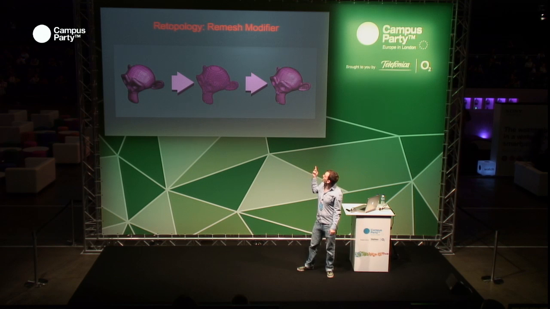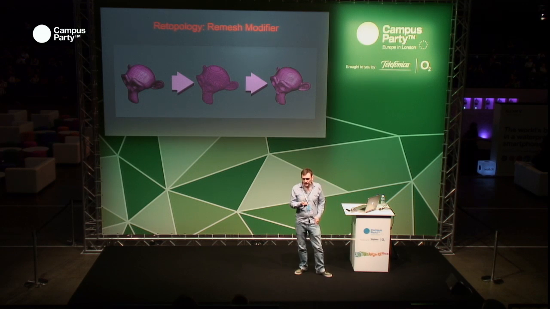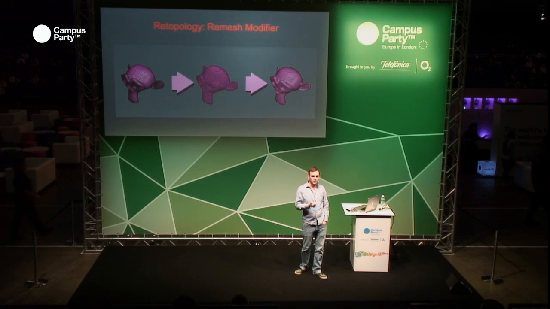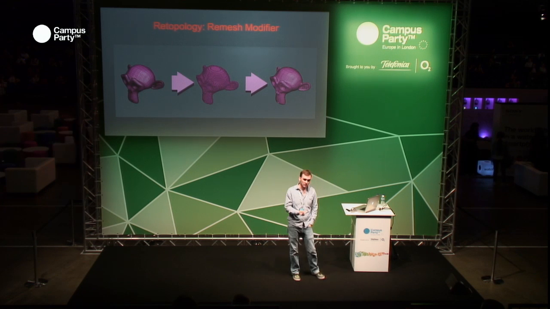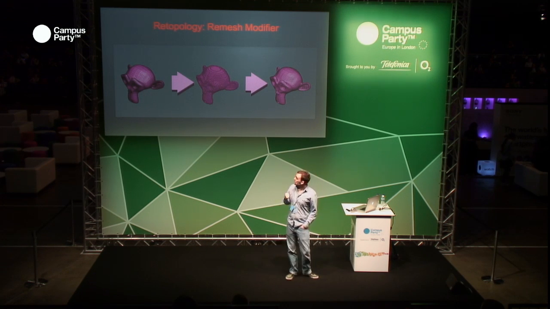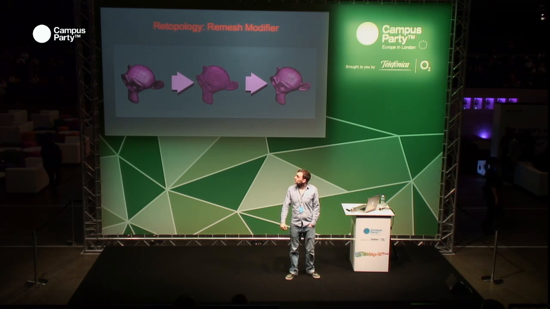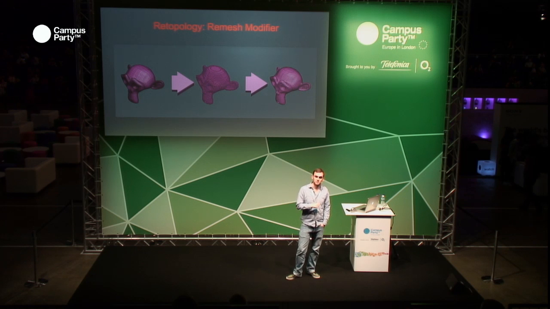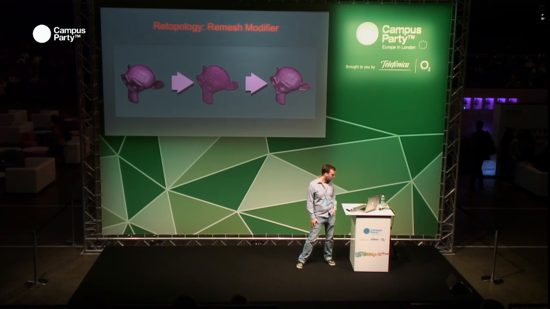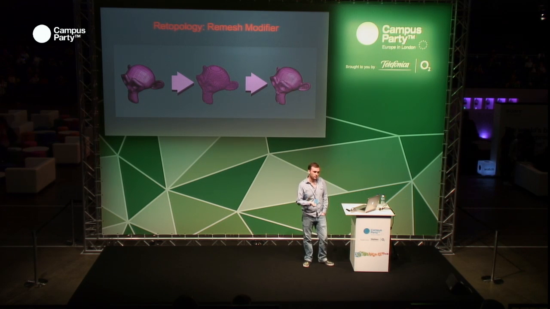So you can see on the right is the model that's been remeshed that way. Although it's not perfect topology, in fact it's got quite a lot of things that are a little bit ugly, it's an awful lot simpler than the one on the left. And if you had a really ugly model, it would do a much, much better job. So it's a good starting point for some retopology sometimes.